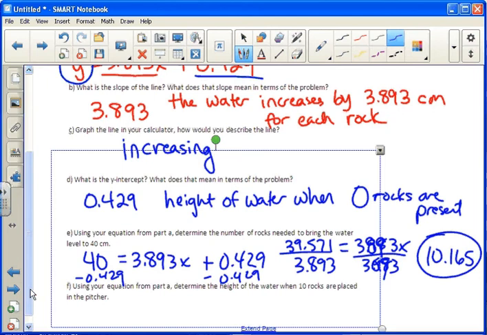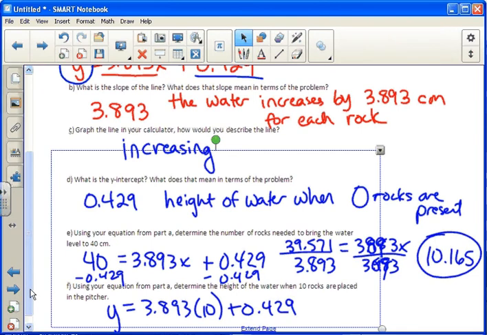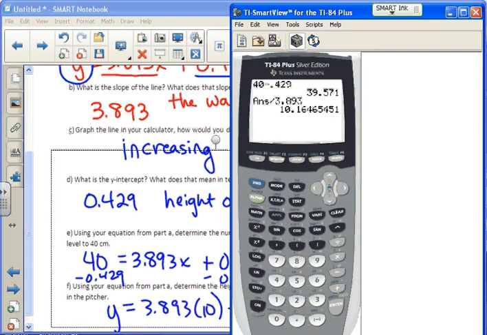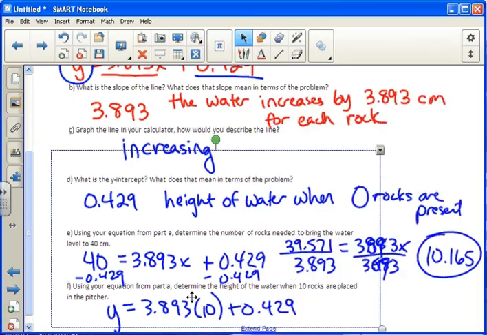So we have y equals 3.893 times 10 plus 0.429. And that one you can just plug completely in your calculator. 3.893 times 10 plus 0.429. And it's going to be 39.359. So that turned out pretty similar to our other answer. 39.359.